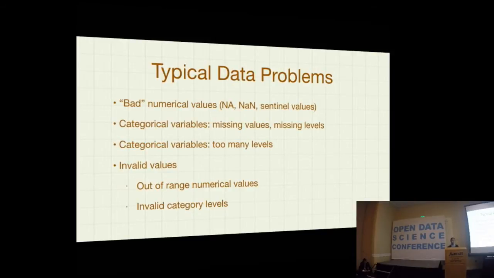And finally, there are invalid values, values that are out of range, or categorical levels that just don't make sense. And we're not really going to talk so much about this last aspect because that's really more domain specific, but we're going to talk about the stuff that comes before that because these are things that show up over and over again and that you want to be able to deal with.